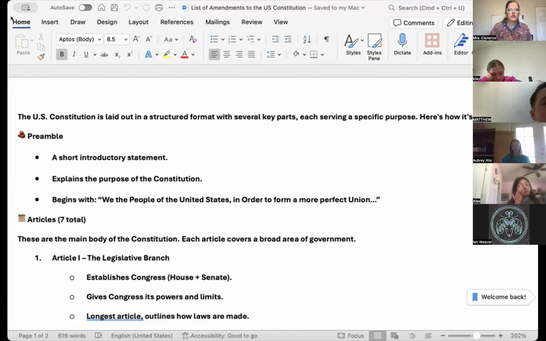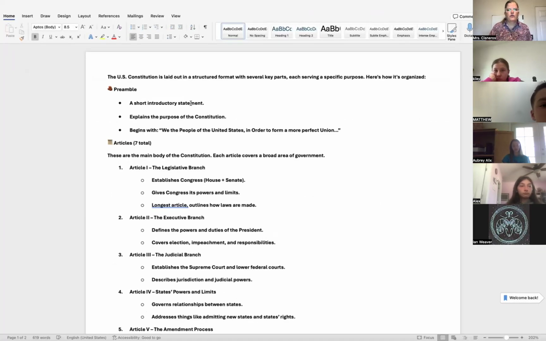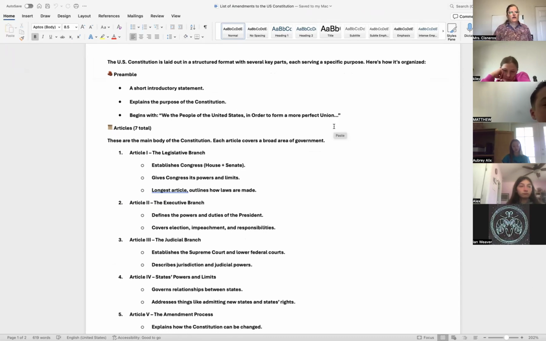So the Constitution of the United States has different parts to it, which we're going to look at here. The preamble, well, first it just says it's laid out in a structured format with several key parts, each serving a specific purpose. Here's how it's organized.